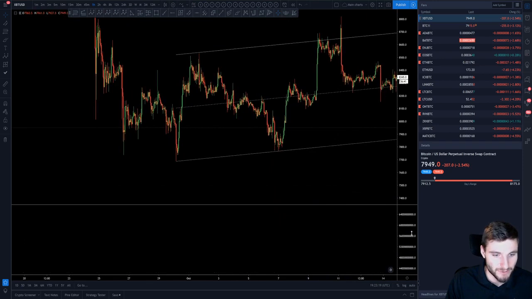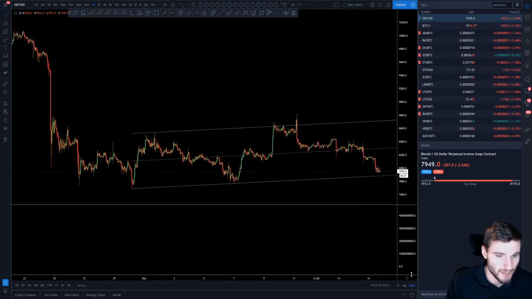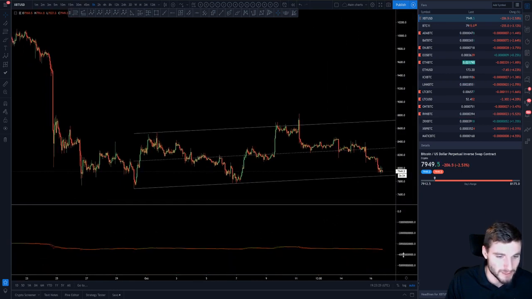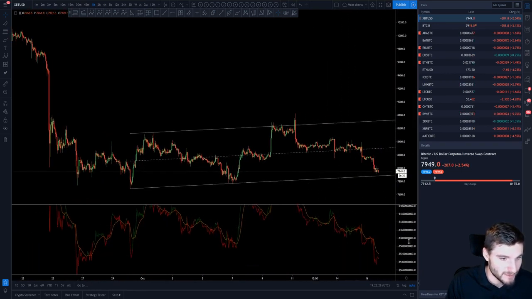So let's see if there was anything here. Oh, great, TradingView not even loading right now. Typical. Oh, here we go. It's because I changed the scale. TradingView is really annoying at some points.